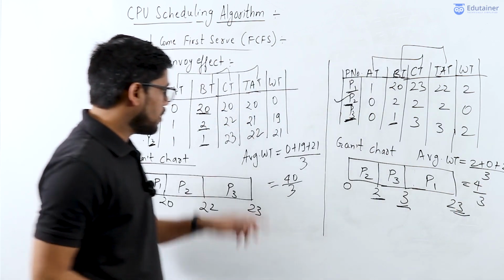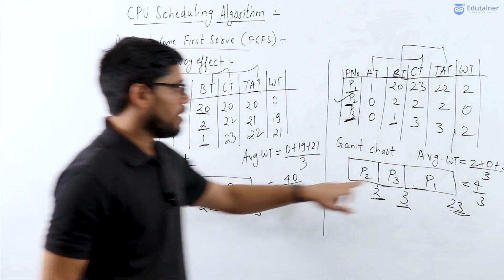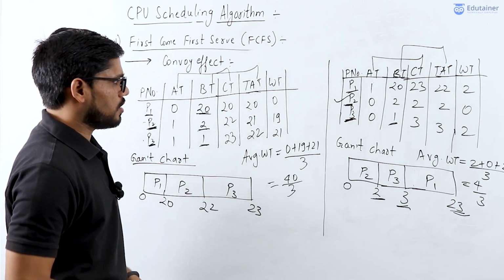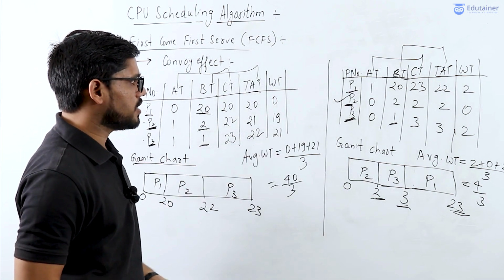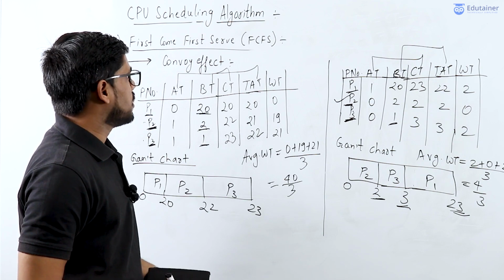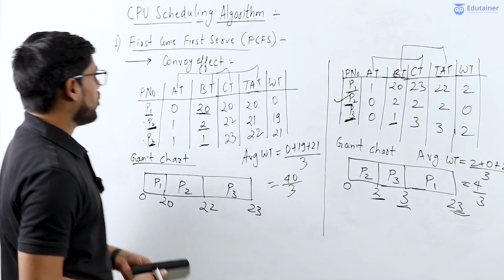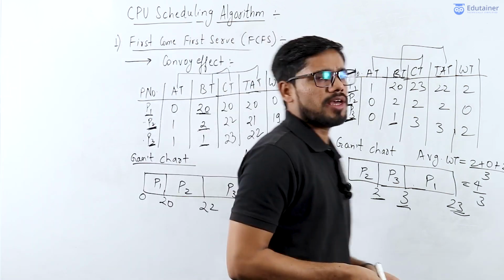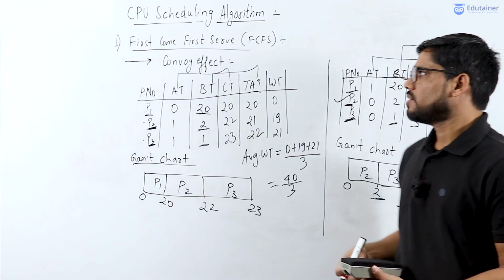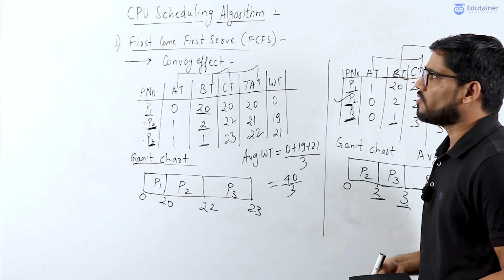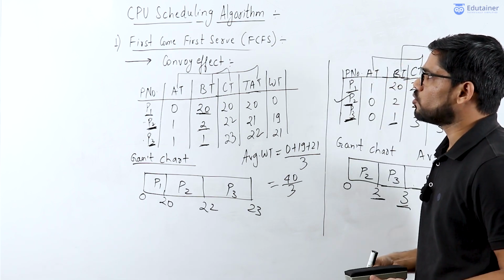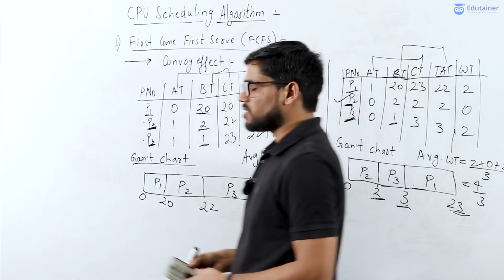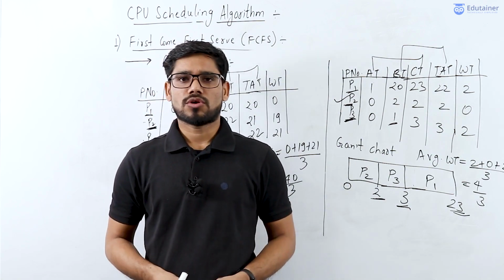So you see the difference. In the first example the average waiting time is 40 by 3, and here the average waiting time is 4 by 3. Based on this example, we can clearly say that FCFS, first come first serve, suffers from the convoy effect. So this is not the best algorithm. Yes, we could use this algorithm in the early days, but now there are many other efficient CPU scheduling algorithms available. In the next video we will see the next CPU scheduling algorithm, which is shortest job first.